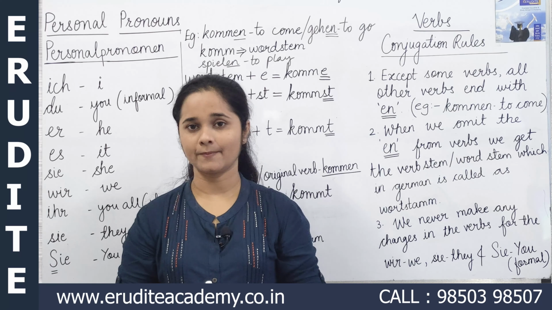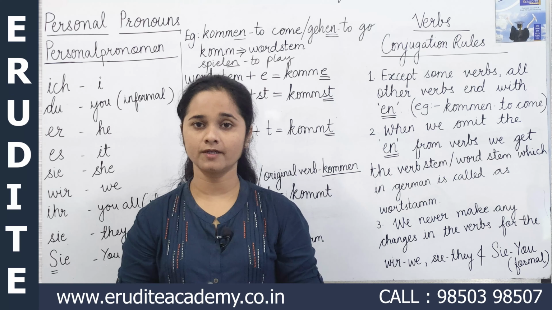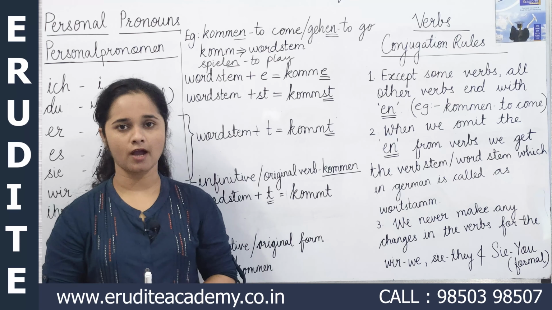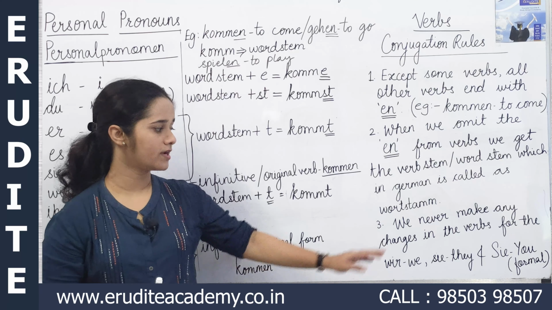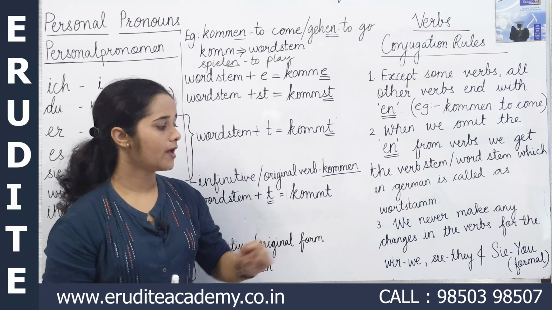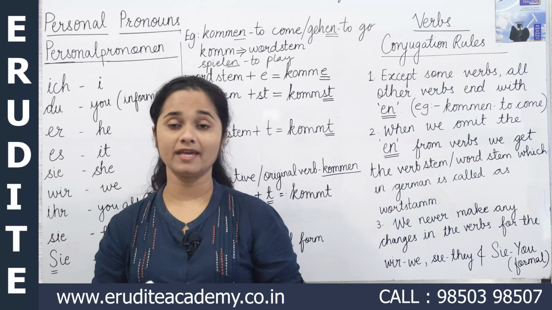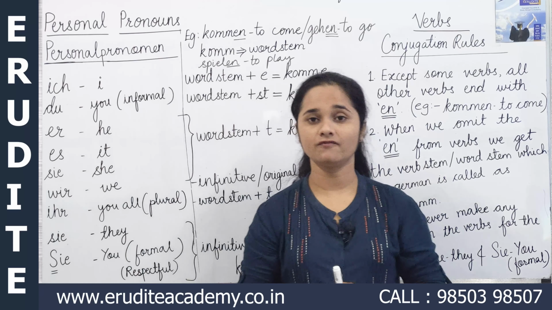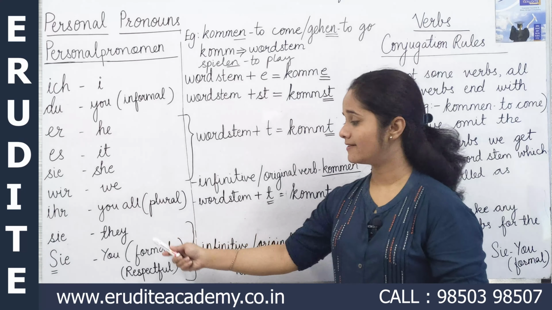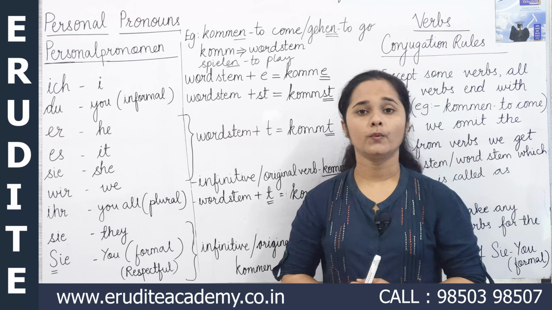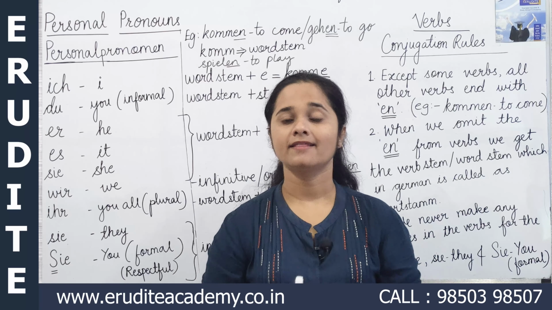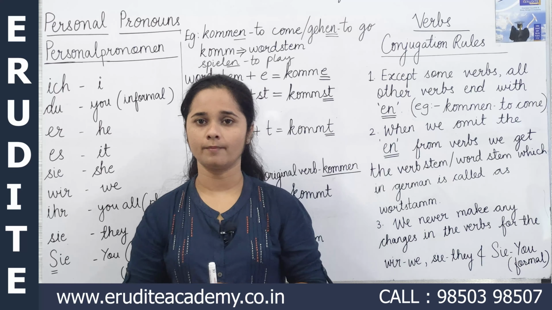the word stem, which we also call the verb stem, or in German it is called Wortstamm. Then we never make any changes for the wir and Sie form. For the wir and Sie form, we never change the verb. We keep the verb as it is, that is in its infinitive form.